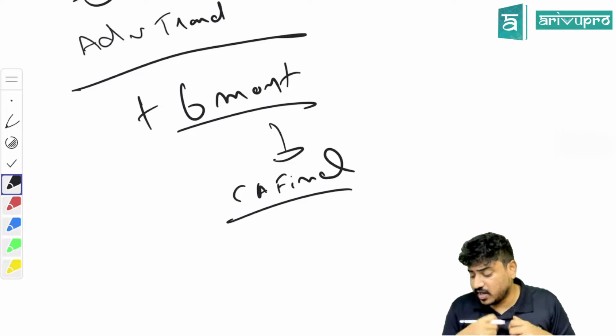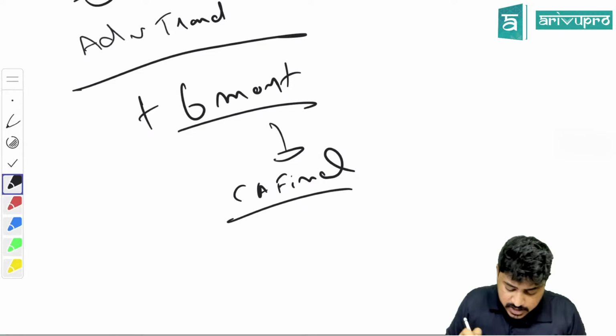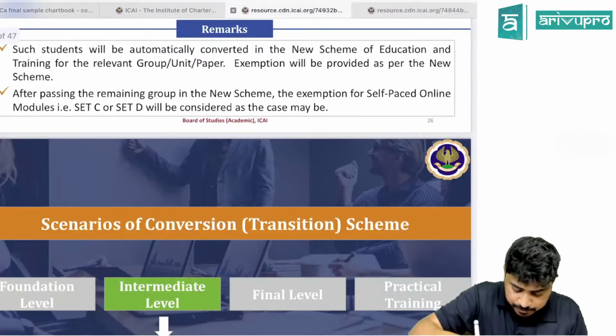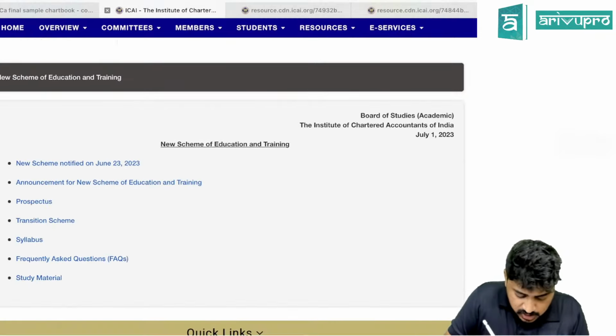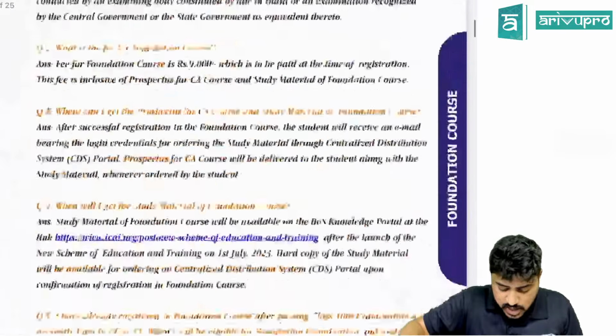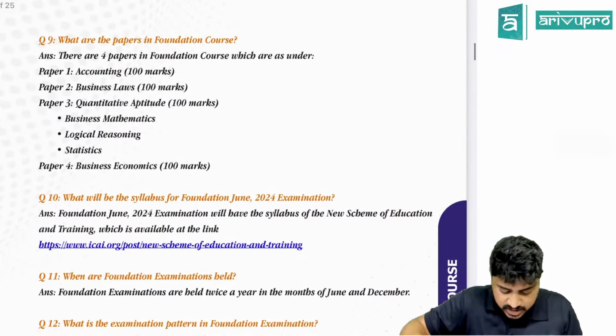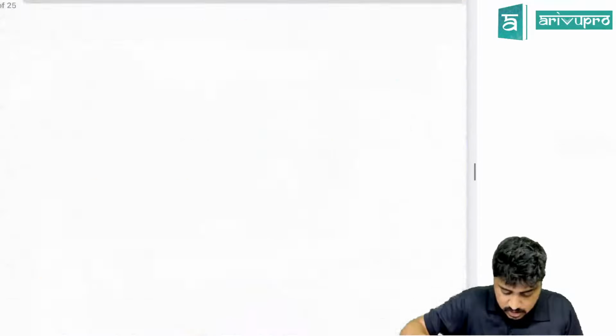Yes, if I clear group 1 in November 2023, what will I need to write? See, that is what I'm saying. If you go to the FAQ, they have something called FAQ also. If you look into it, every FAQ, this also I'll attach. Okay, let us go to the transition period.